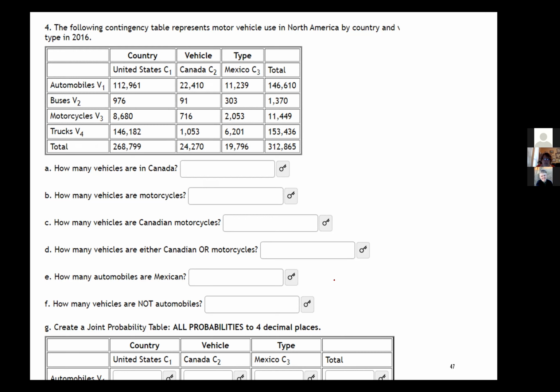All right, so what column represents Canada? Well, it's the second column here. So how many vehicles are in Canada? Well, that would be the 24,270. Okay, and then they say, how many vehicles are motorcycles? Well, that is the third row down. So motorcycles total are what, 11,449?